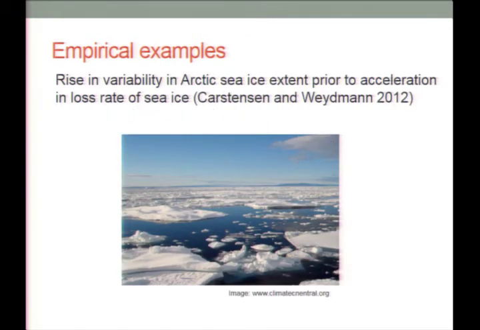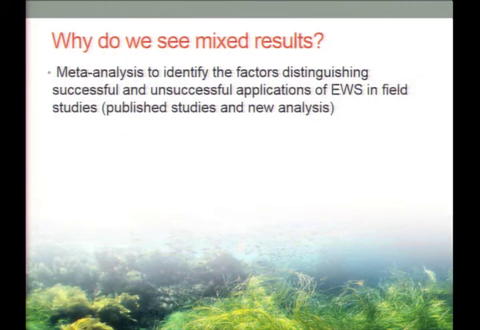And again, another example comes from the Arctic, where the authors have found a rise in variability in Arctic sea ice extent prior to acceleration and loss rate of sea ice there. So although we do see some successful empirical applications of these early warning signals to marine systems, there's also several examples where they have not worked.